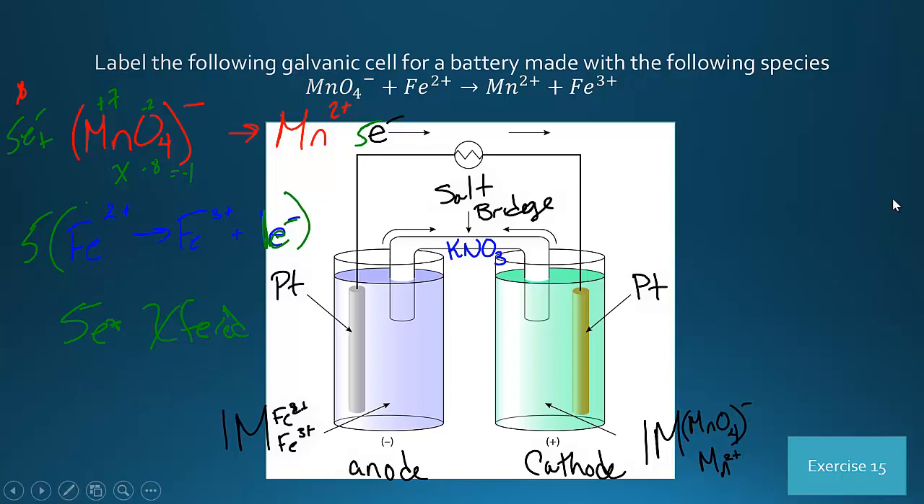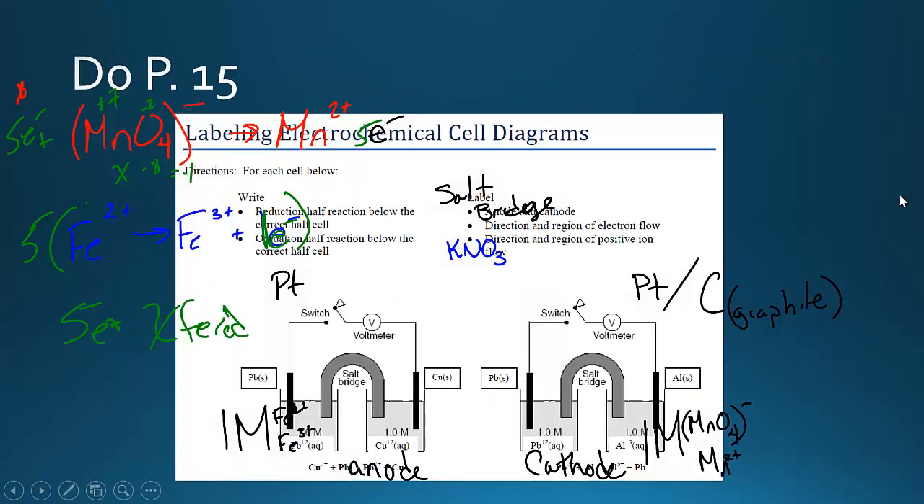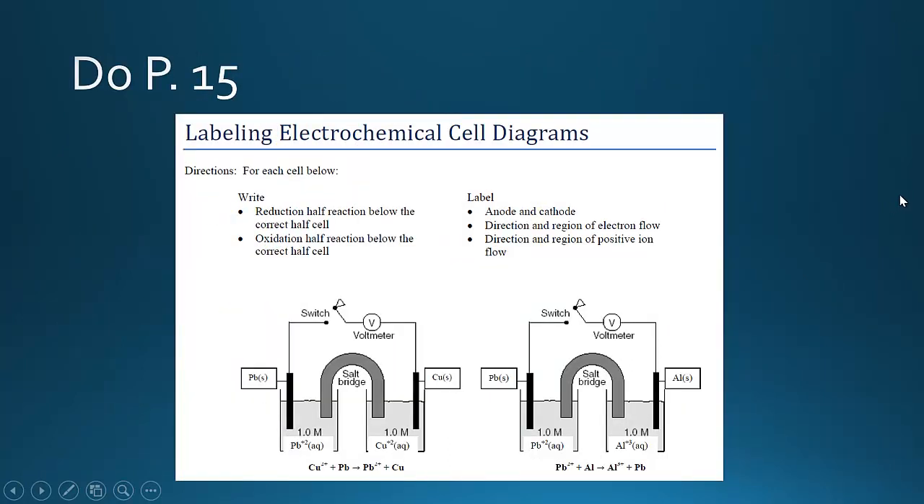In the anode, we have the oxidation of ferrous to ferric solutions. So I would make 1 molar ferrous and ferric solutions and put them in one half cell. That would become my anode. For my cathode, I would use 1 molar permanganate and manganese ions in the other half cell. And for both I would use an inert electrode, so either platinum or graphite would be acceptable. So with that being said, you can do page 15.